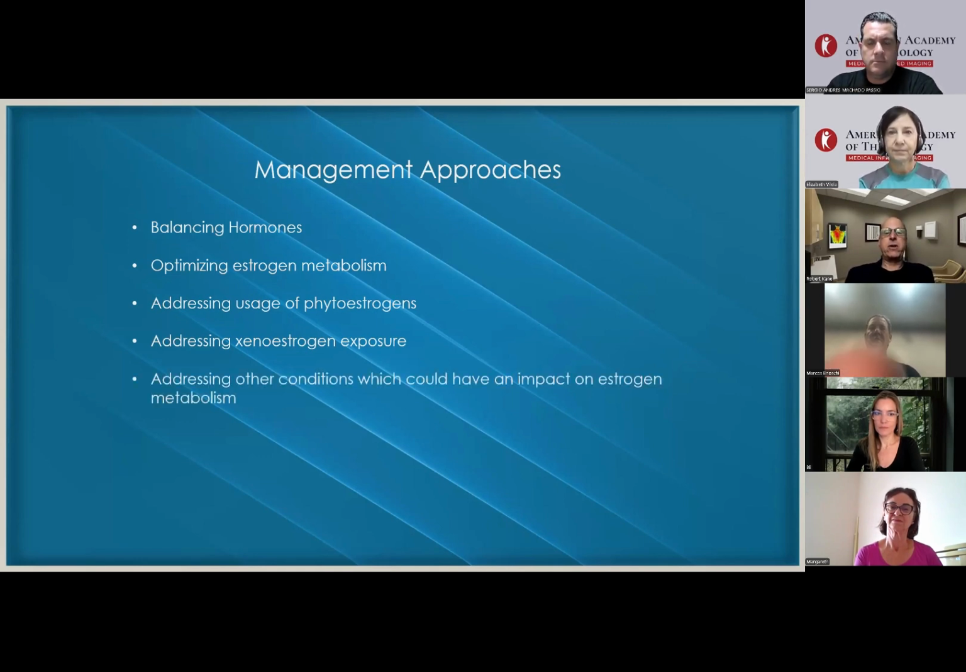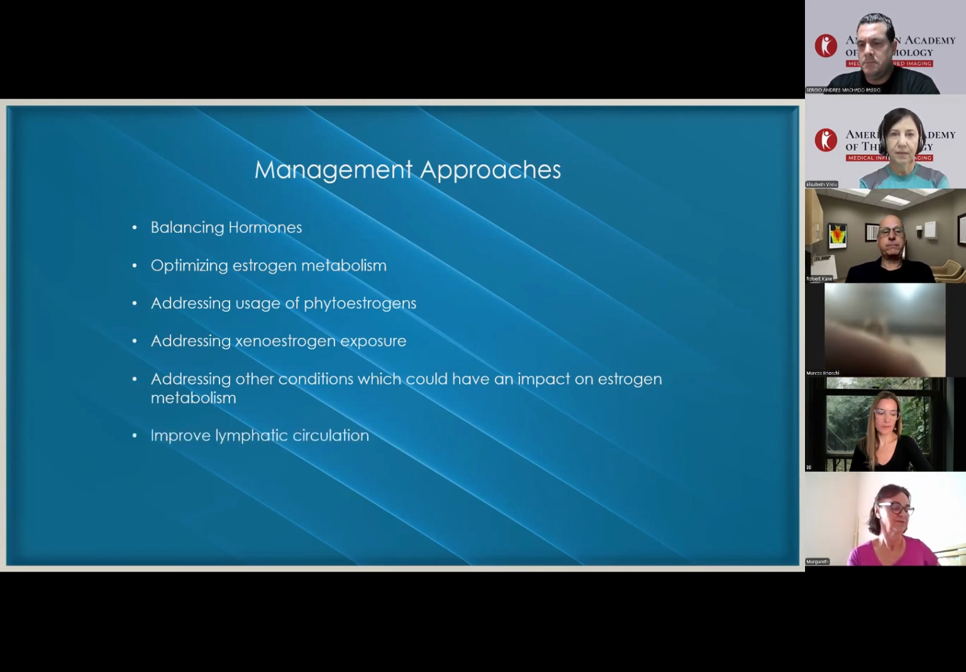And lastly, addressing other conditions which have an effect on estrogen metabolism. If there's a thyroid concern, or a concern in the microbiome of the gut, these might be areas to consider as possible access ways to improve the metabolism of estrogen. And then lastly, improve the lymphatic circulation. When the circulation is stagnant, we tend to get less flushing of the receptors and things start to build up.